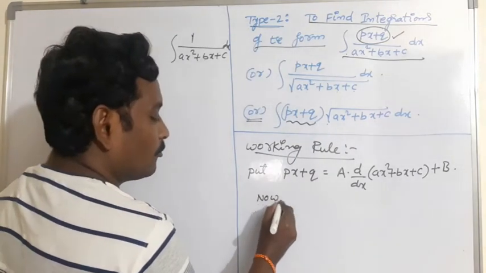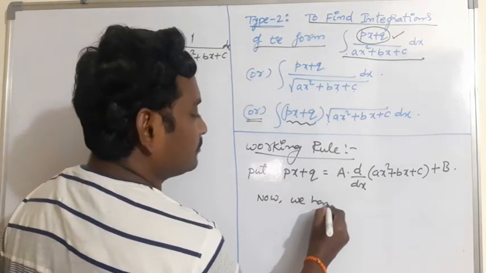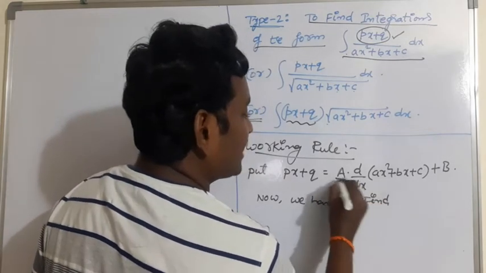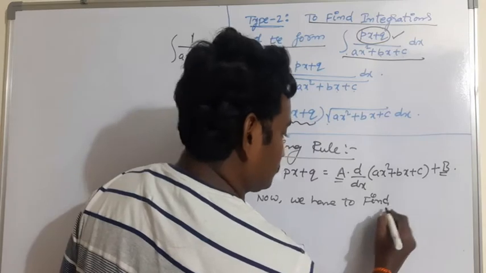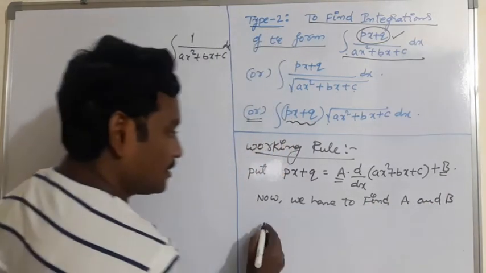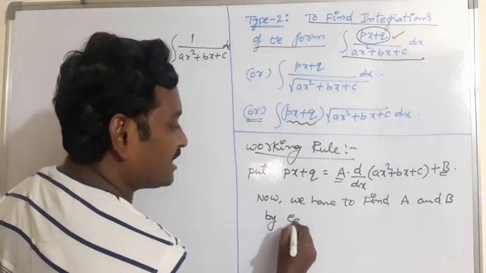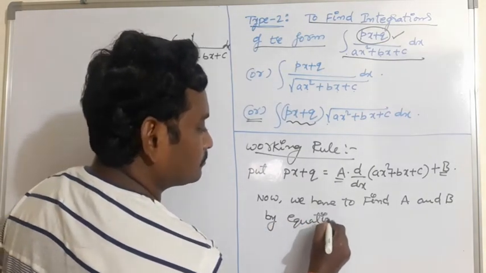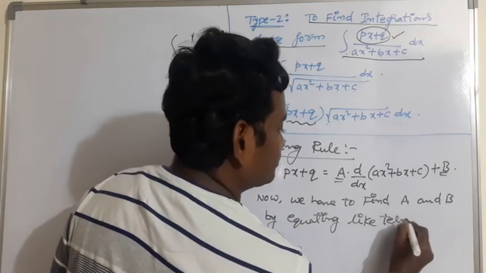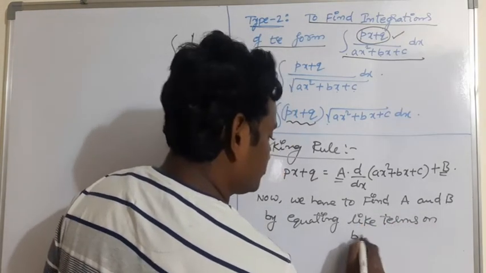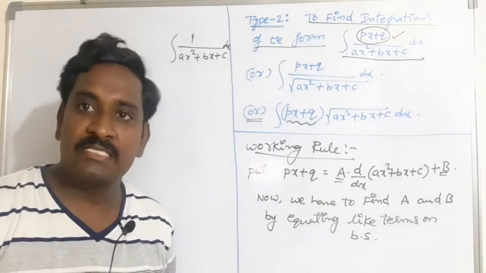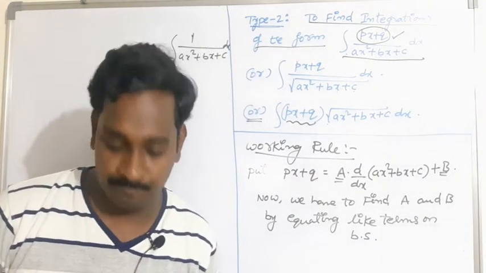Now, we have to find the new terms capital A and capital B by equating like terms on both sides. This is the second type of integrations. See the examples on this method.